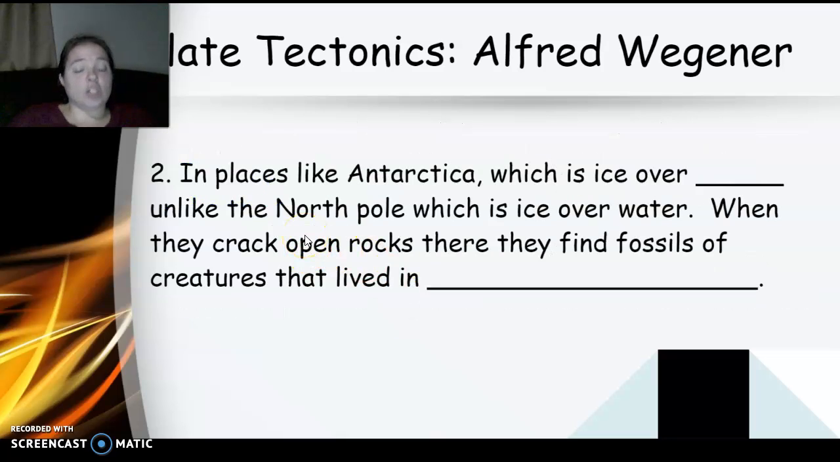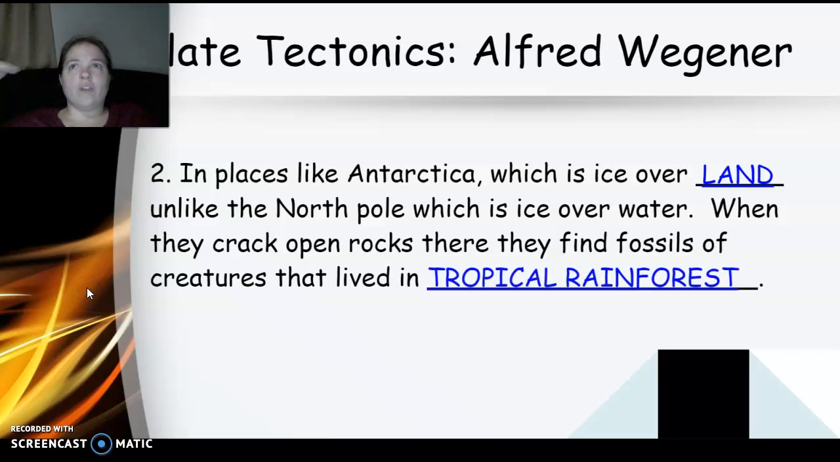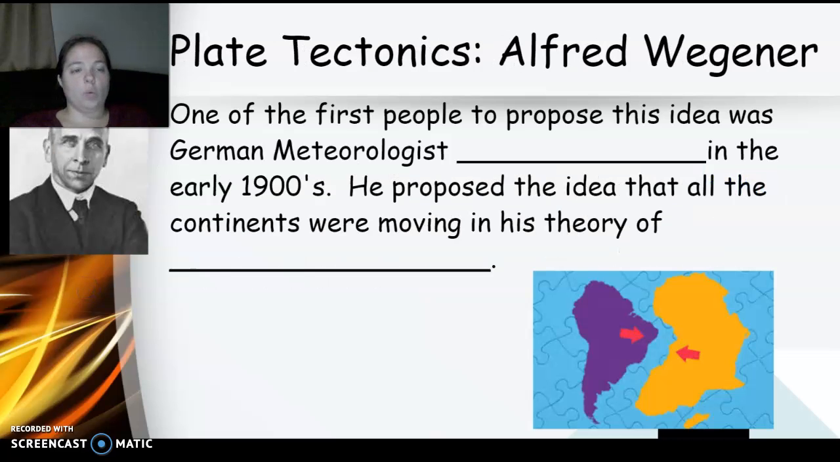In places like Antarctica, which is ice covered over land, unlike the North Pole, which is ice over water. So there's two different things. Antarctica is ice over land, North Pole, ice over water. When they crack open the rocks there, they found fossils of creatures that lived in the tropical rainforest. So you have way up in the mountains, creatures that lived in the ocean. Under Antarctica, which is freezing, they found tropical rainforest life, or what was life.